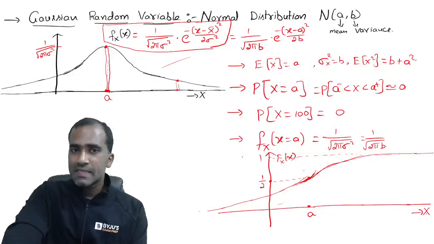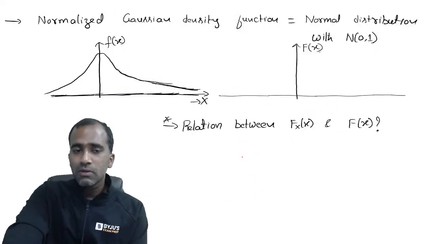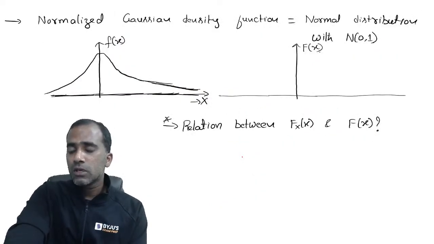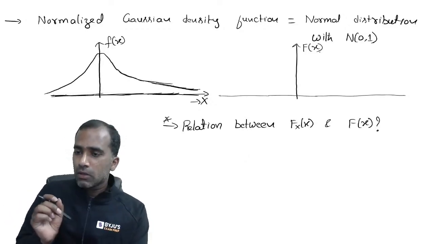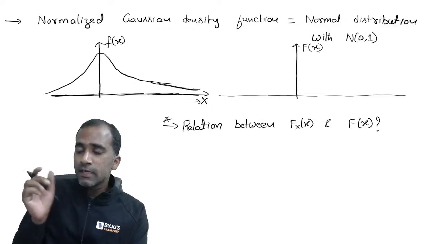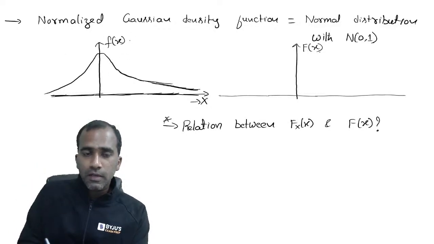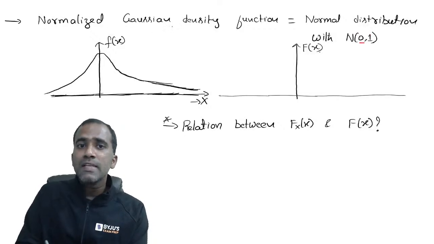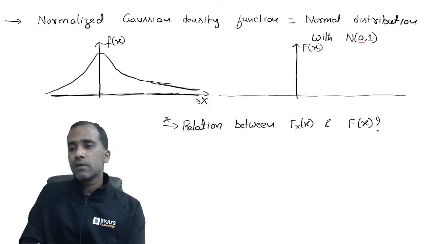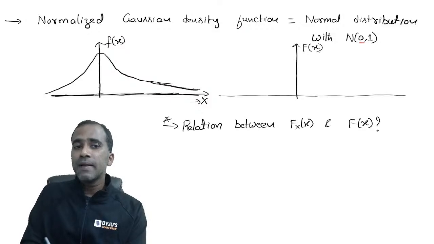So this is the basic understanding of Gaussian random variable. I want to discuss a few more important things about Gaussian random variable. Let me talk about a Gaussian random variable with a certain mean and certain variance. A Gaussian PDF with mean as 0 and variance as 1, we call it the normalized Gaussian density function. I am calling it normalized because I've made mean 0 and variance 1.